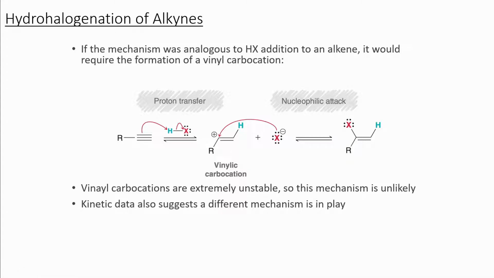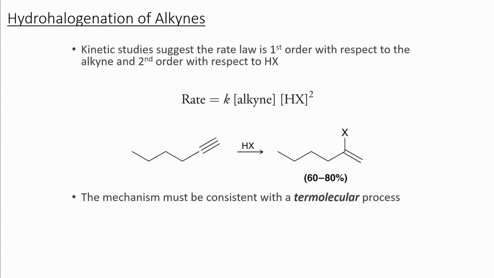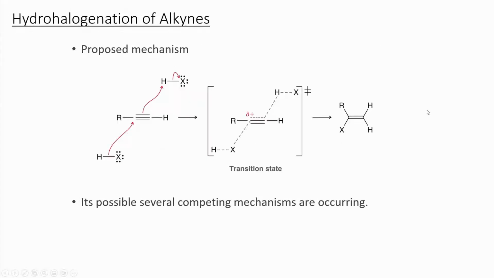If this mechanism was analogous to the hydrohalogenation of alkenes, it would require the formation of a vinylic carbocation. Vinylic carbocations are extremely unstable, so this mechanism is unlikely to occur. Kinetic data suggests that the reaction is first order with respect to the alkyne, and second order with respect to HX. This mechanism must be consistent with a termolecular process.